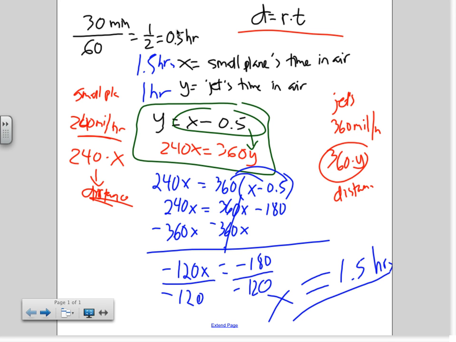And there it is. This is how we do it. So it would take the jet exactly 1 hour to catch up. The plane spent 1.5 hours in the air, and at that time, when the pilot looked over, there it is, the jet's right there. 1.5 hours later. Okay? Any questions on this problem?